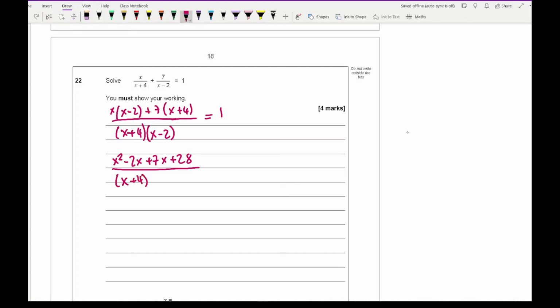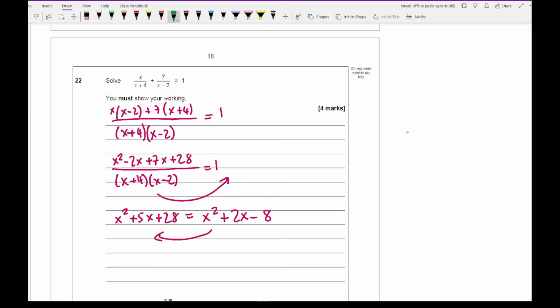x plus 4, x minus 2 equals 1. And if I take these two double brackets over to the other side and neaten the top, I get x squared plus 5x plus 28 equals x squared plus 2x minus 8. And then take everything onto one side, in which my x squareds cancel.